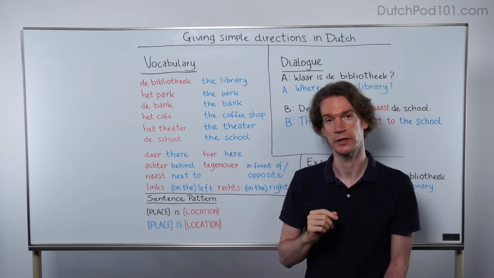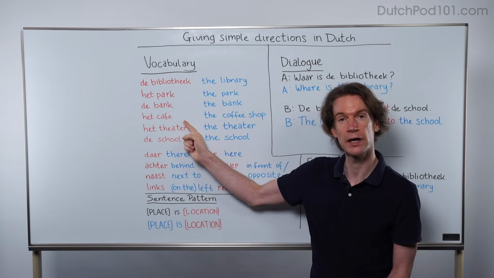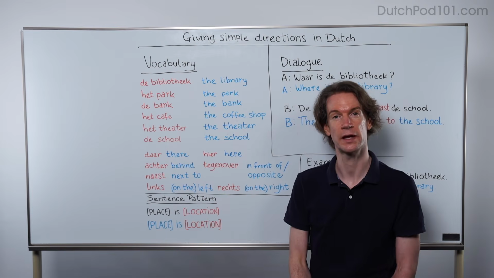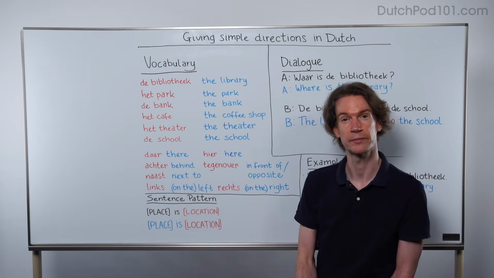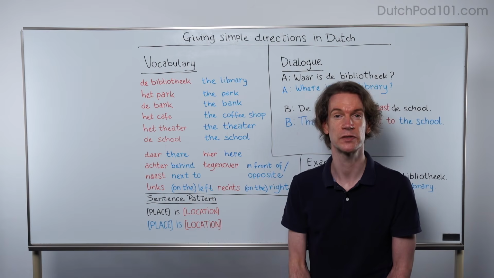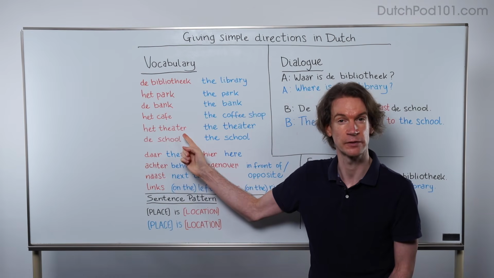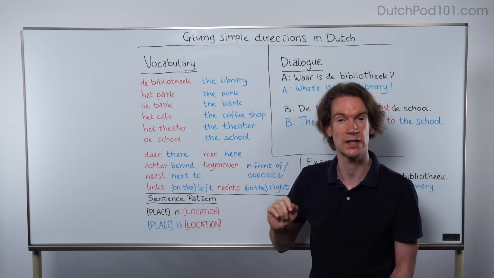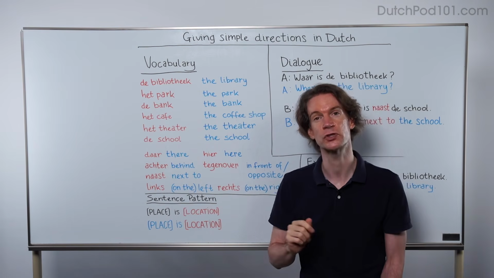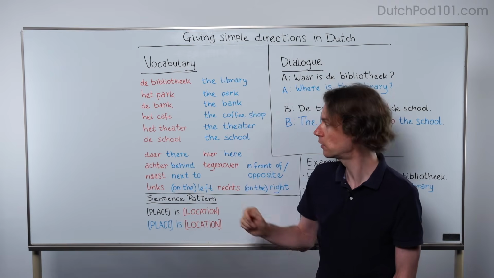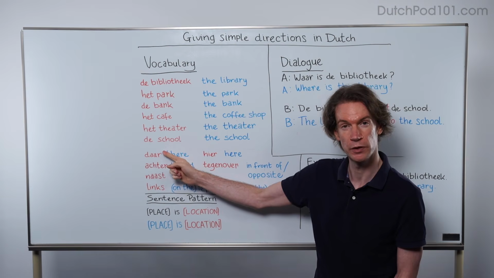The coffee shop in Dutch is het café. The theater in Dutch is het theater. The school in Dutch is de school.